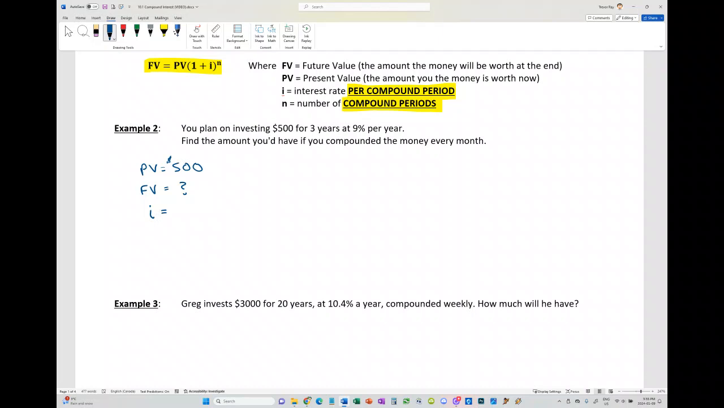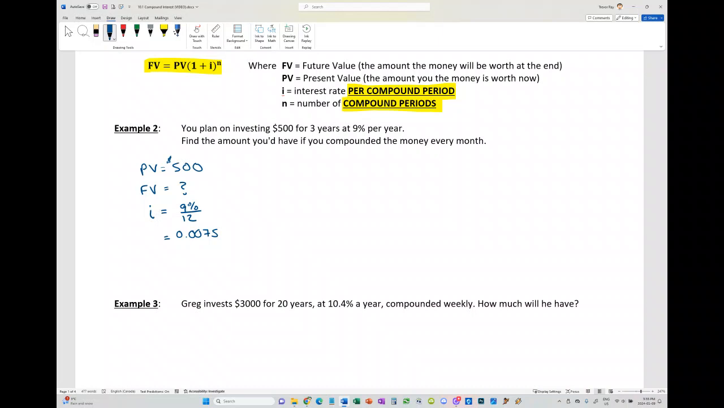So what we do is we take our annual interest rate of 9% and we divide it by 12, so that we can figure out our interest rate per month. So all I do now is into my calculator, I punch in 9% or 9 divided by 100 and then divide that by 12. And when I do that, 9 divided by 100 divided by 12 gives me 0.0075.